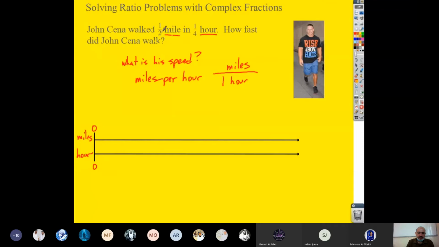Now, let's decide what it is we know. We know we have 1/2 mile in 1/4 of an hour, and I'm trying to find out 1 hour. So I know less than 1 hour. So I'm going to put 1 hour here, and I'm going to find the miles. I'm going to divide this into fourths, because I know in 1/4 of an hour, he goes 1/2 of a mile. Then I've got 2/4 of an hour, which is the same as a half, and then 3/4 of an hour. And then 1 hour is the same as 4/4. Those are equivalent.